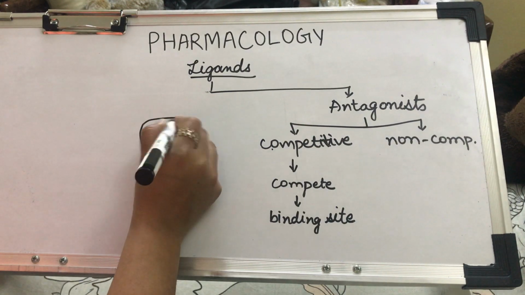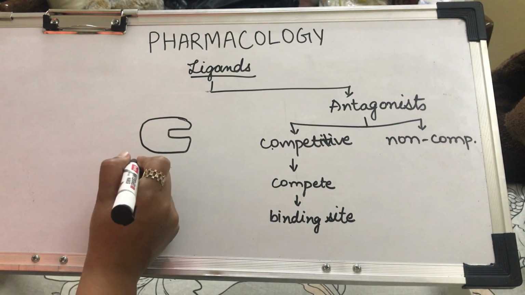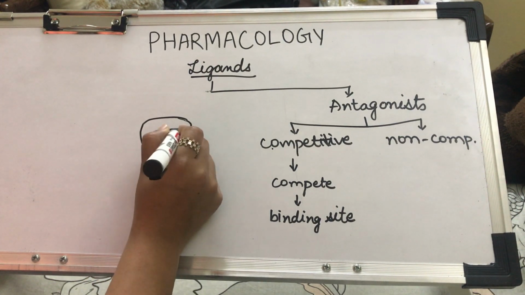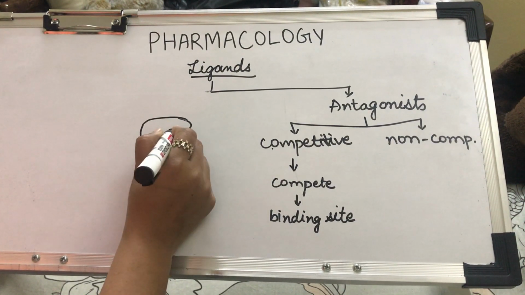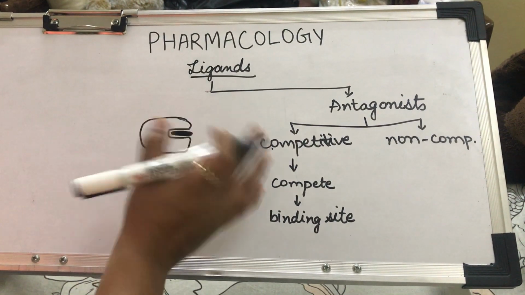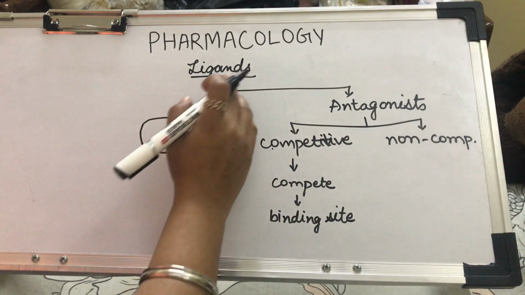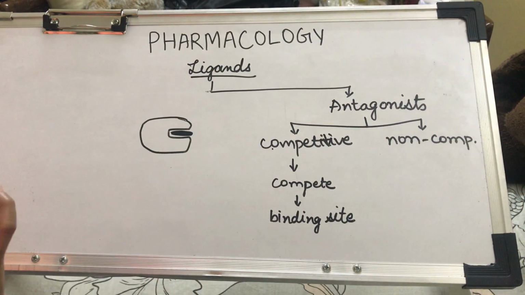For example, what is going to happen is, either it is going to come and bind here and bring some conformational changes inside the receptor, so that the substrate, when it comes, cannot bind to the receptor.